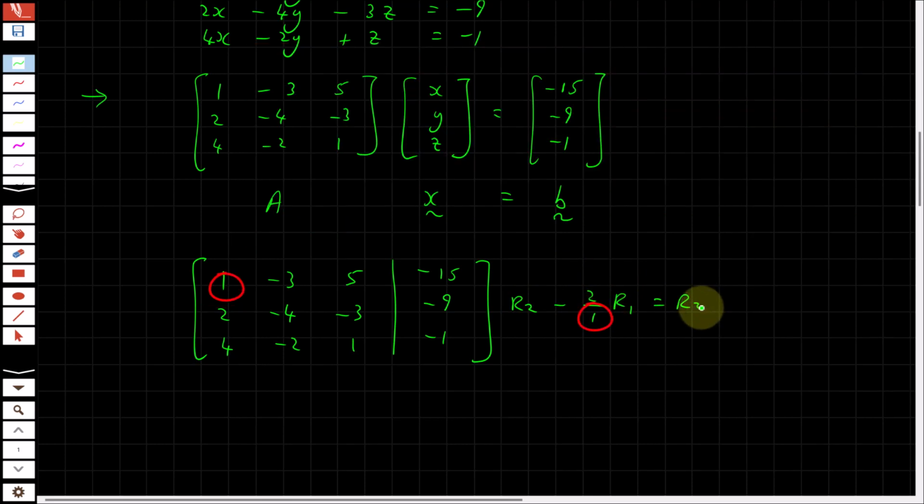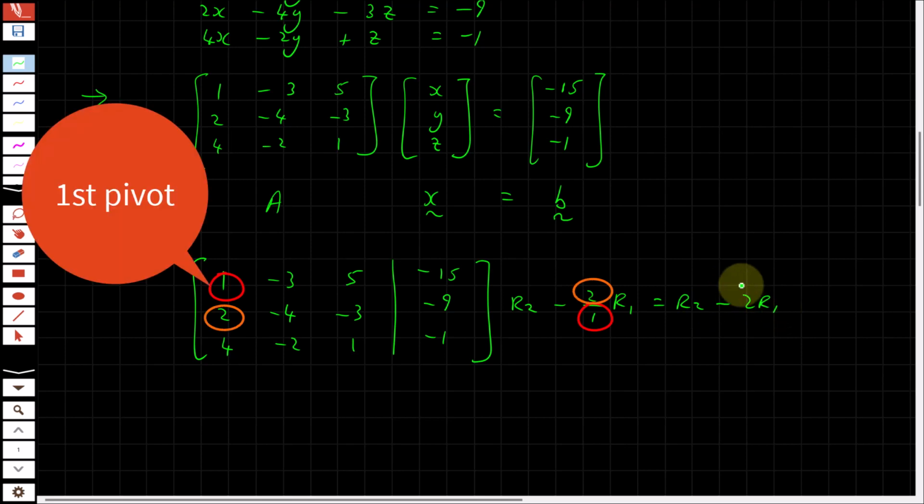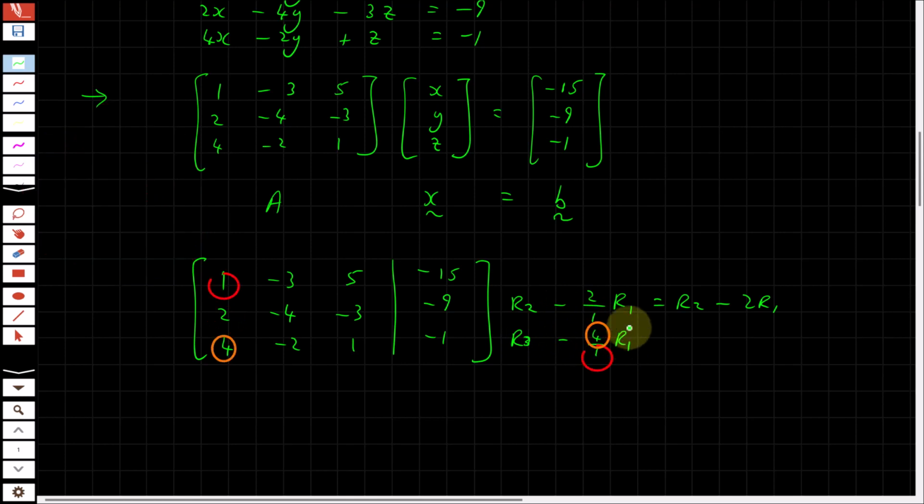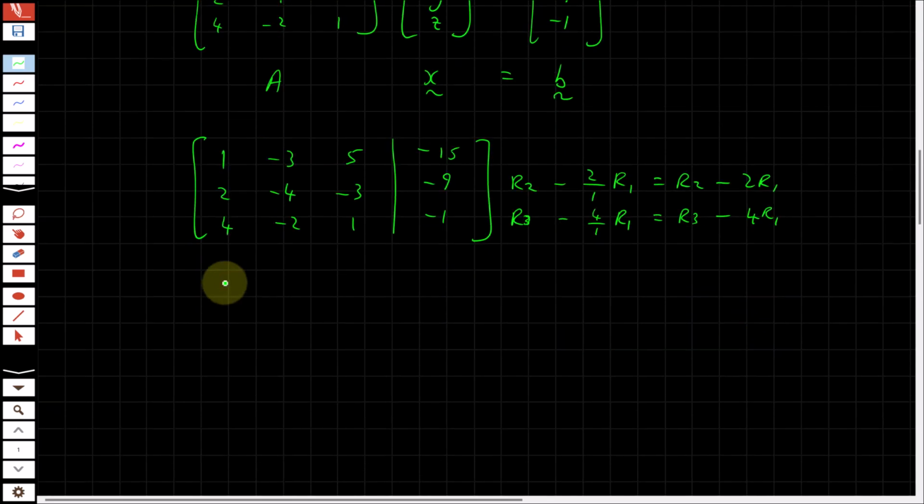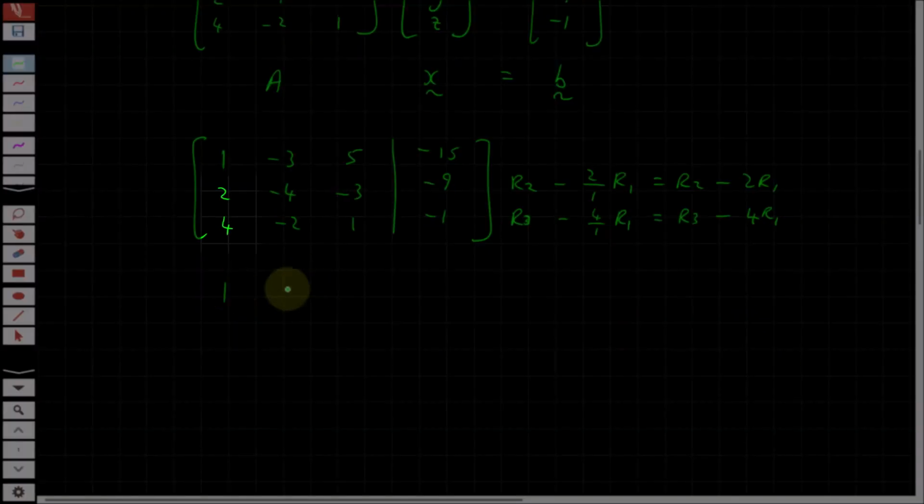So here we're taking row 2 and subtracting 2 over 1 times row 1. The 2 comes from column 1, row 2, and the 1 is the pivot. We're doing the same to row 3, dividing by the pivot there. So we need to get 0 in column 1, row 2 and row 3.